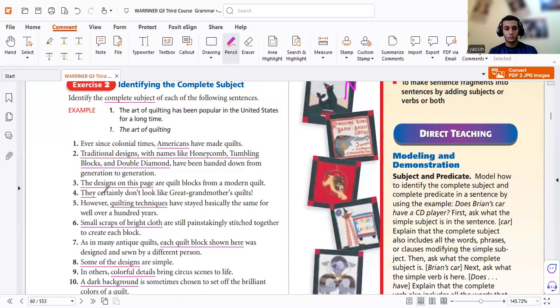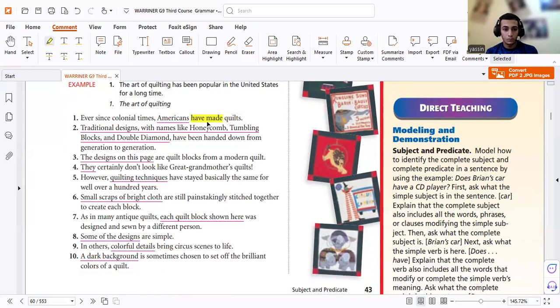Here we have some examples. We need to find the verb. If you find the verb, you can find the subject easily. Have made, present perfect tense, as you did. So who have made quilts? The colonial American. Colonial is an adjective. Times wrong. Quilts. Who have made quilts? The American. So Americans, people, and they can have this point. Yes or no? Yes. That is the point.